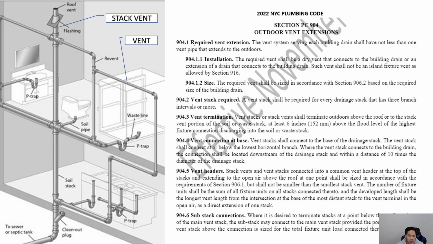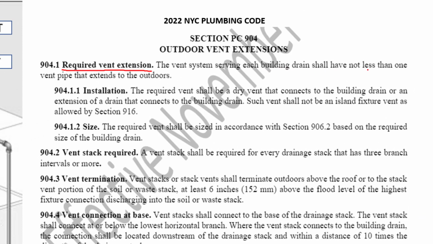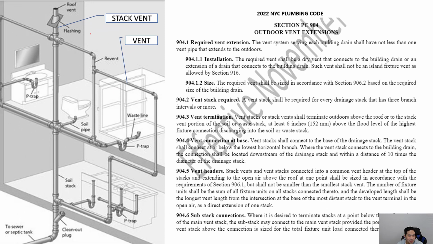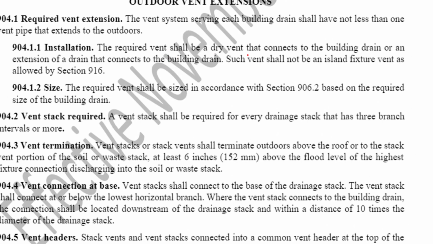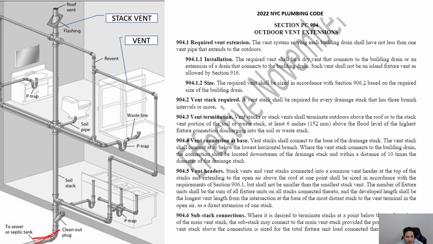And reading through this section, first they talk about required vent extension. The vent system serving each building drain shall have not less than one vent pipe that extends to the outdoors. So if you have multiple groups such as this throughout the building, you need at least one of these extensions through the roof. The other ones may not require this extension. Now, the vent shall be a dry vent that connects to the building drain or extension of the drain. The building drain is basically this drain down here. That's at the lowest point of the building.